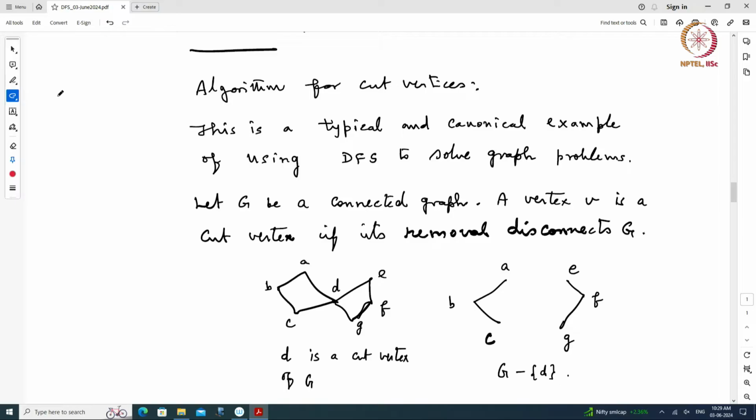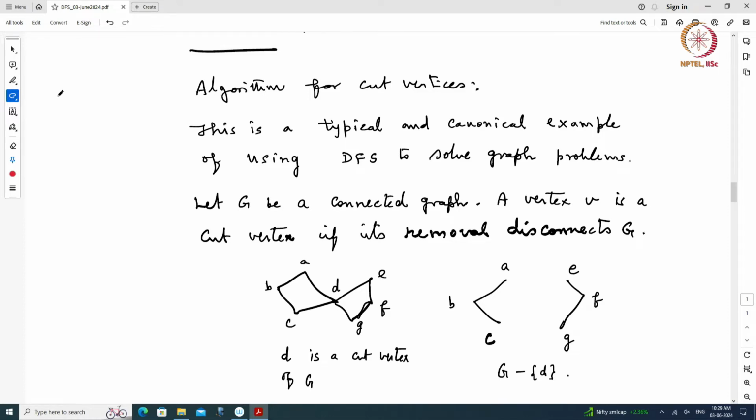Here is a canonical example where that skeleton is going to be filled with meaningful computations. We are going to solve the problem of finding the cut vertices of a graph. We are working on undirected graph for this case. So let G be a connected graph. A vertex V is a cut vertex if its removal disconnects the graph.